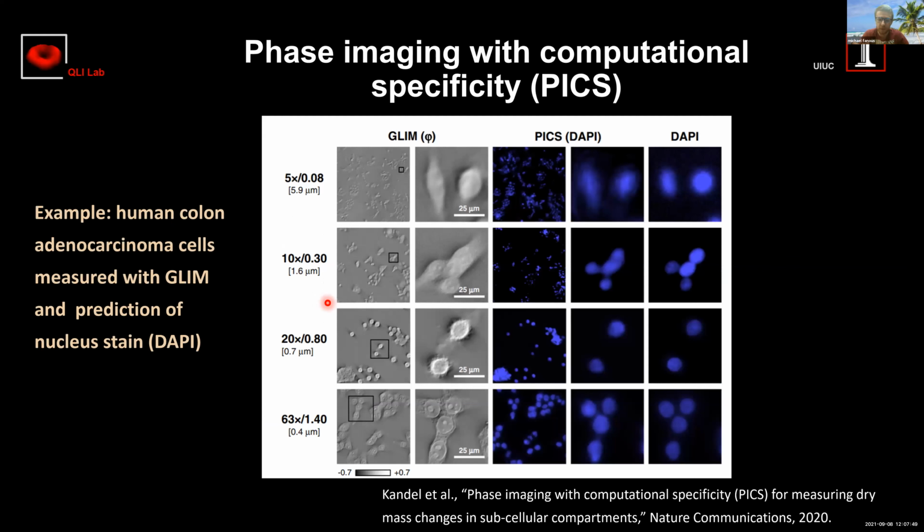Here's an example from that paper using human colon adenocarcinoma cells. The nuclei are stained with DAPI, and on the right here you see the ground truth image, showing you the nuclei. And here we have PICS, so this is a prediction. What we would do is apply this after the fact to cells that have not been labeled, and therefore we get the advantages of the fluorescent specificity to delineate components without the tags, without the photo damage, plus we get the added bonus of the quantitative information, which allows us to monitor things like growth.